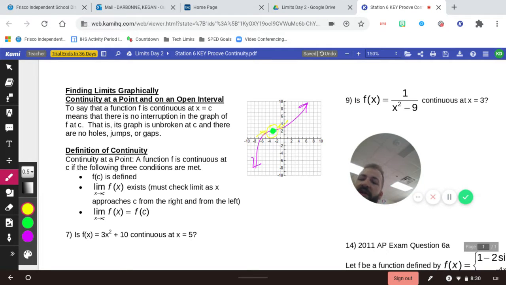Continuing that conversation of continuity. So we've talked about this a couple of times now. Finding that a function is continuous at a point, you need to prove that f of c is defined, that the limit as x approaches c exists, and we can prove that limit by showing that it approaches from the right and the left the same value, and then that the limit value and the point value are the same. Okay, so let's look at some more practice problems.